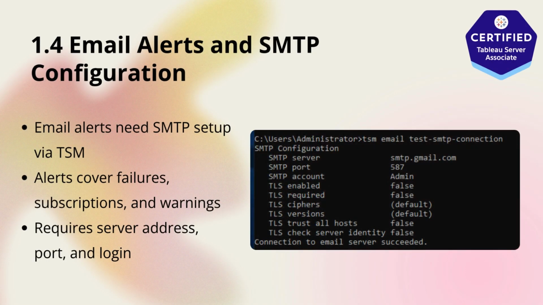Now, let's discuss email alert configurations. Tableau Server uses email alerts to notify users and administrators about important events, like extract failures, subscription deliveries, or system warnings. To enable these alerts, Tableau Server must be connected to an SMTP server, which acts as the email relay system. This can be configured through the Tableau Services Manager (TSM). You'll need the SMTP server address, port number, and authentication details, if required.